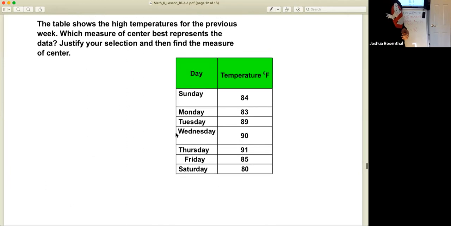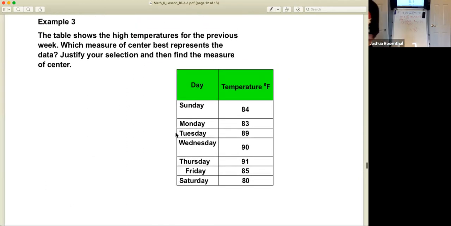Okay, here's table 3. This table shows the high temperatures for the previous week. See, we're giving you different examples of data. Which measure of center best represents the data? Justify your selection, and then find the measure of center. So this one is not just about being able to find mean, median, and mode, which you should do. But before you do that, pick the one that is the best and go up to that chart that I just showed you, if you need to look again, to see which one is the best one to use. Try that now, take 2 minutes, go.